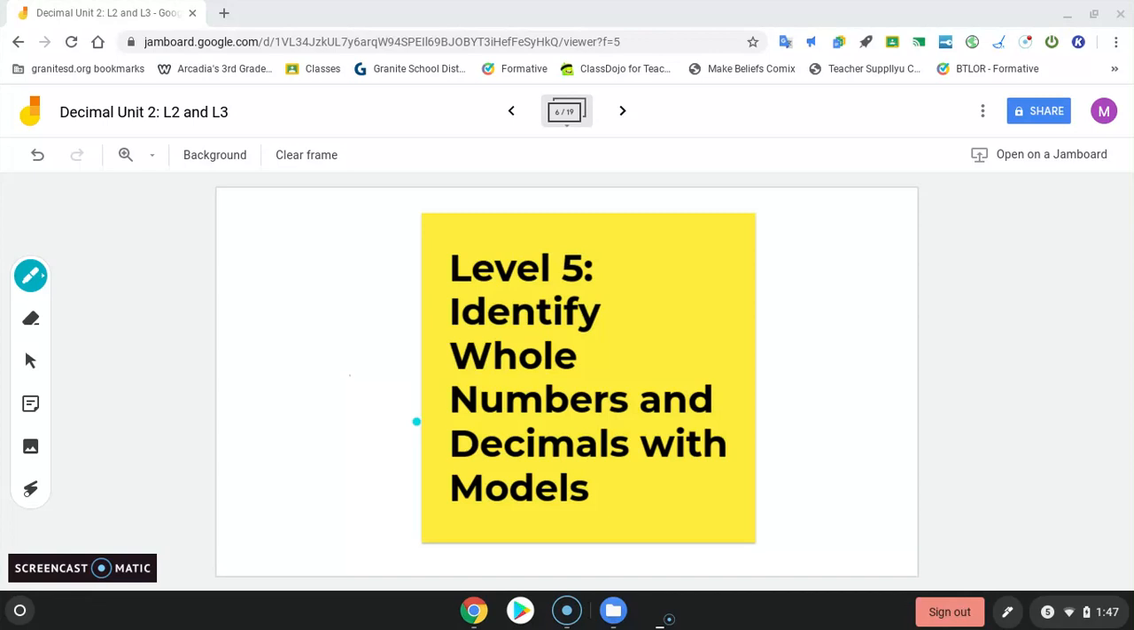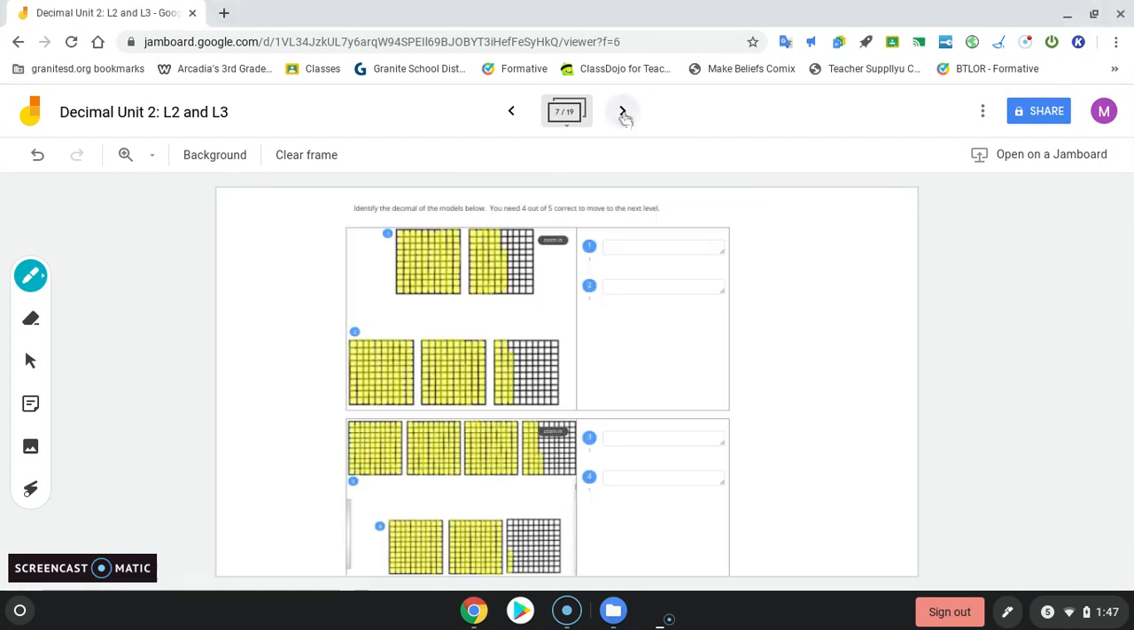Hey guys, we're going to work on level 5 from our second decimals unit. Identify whole numbers and decimals with models. So we're going to give you a picture. You need to type out a decimal. Okay, this is what the assignment looks like.